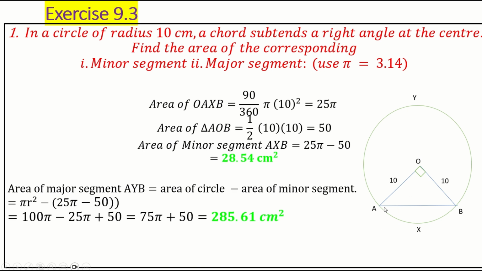Okay. This is nothing but take the sector AOBX. AOBX is nothing but 90 degrees, right? So 90 by 360 into pi r square, that is 25 pi. And the triangle area, since it is a right angle triangle, 10 into 10 by 2, that is 50. So the area of the minor segment is 25 pi minus 50, which is 28.54 centimeter square. Okay, the area of the major segment is pi r square minus this minor segment, right? Pi r square minus this, which is nothing but 75 pi plus 50, which is 285.61 centimeter square.